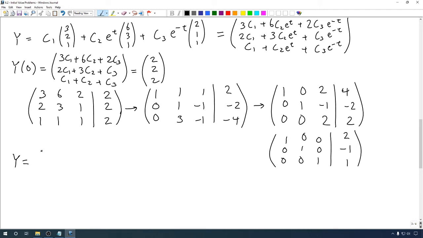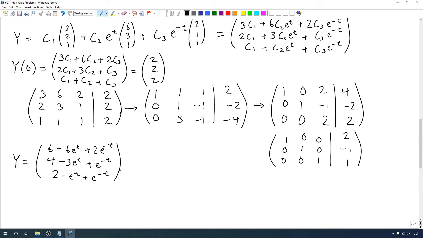Putting those in here, our y is going to be 6 minus 6e to the t plus 2e to the negative t. Then we have 4 minus 3e to the t plus e to the negative t. And then finally, just 2 minus e to the t plus e to the negative t.